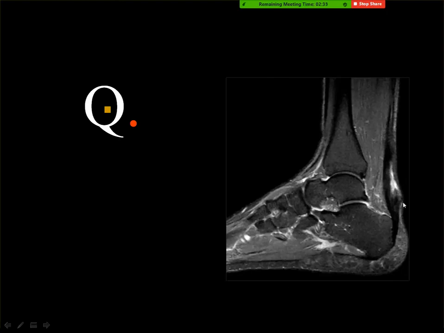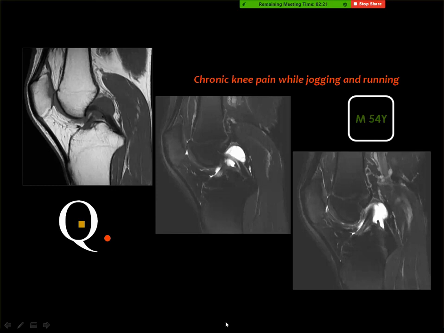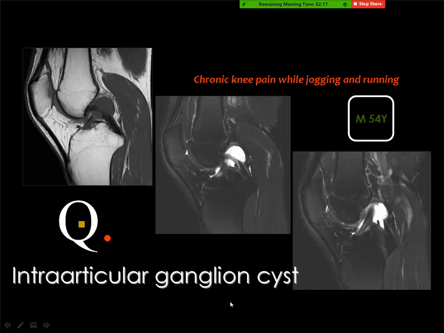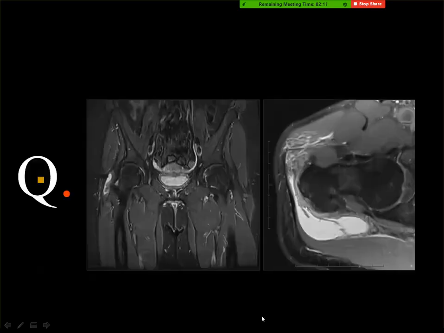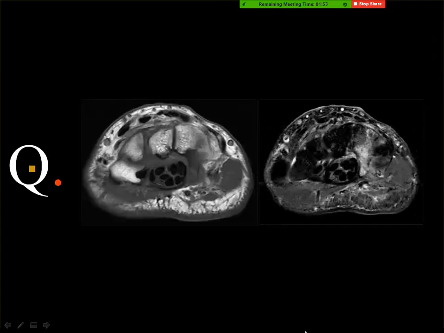What's the tear of the Achilles? Tear of the Achilles tendon? Partial tear, because the anterior fibers are intact and the posterior fibers are torn. Intercondylar cyst. Yes, intercondylar ganglion cyst, cruciate ligament cyst, all these are the same diagnoses. And here you see fluid collection around the greater tuberosity, and this is one of the bursae. This is the greater trochanteric bursa, and there is also a lesser trochanteric and iliopsoas bursa, and so on.